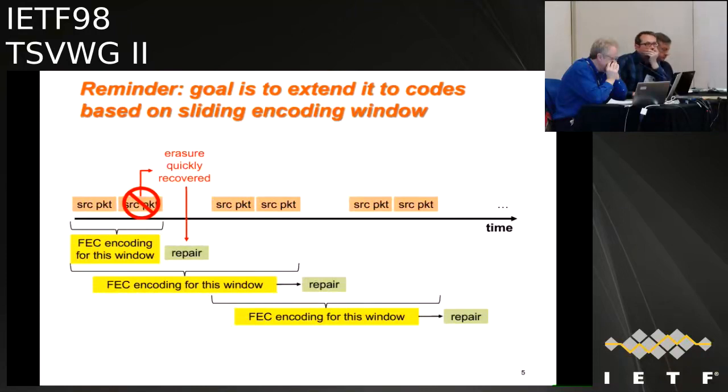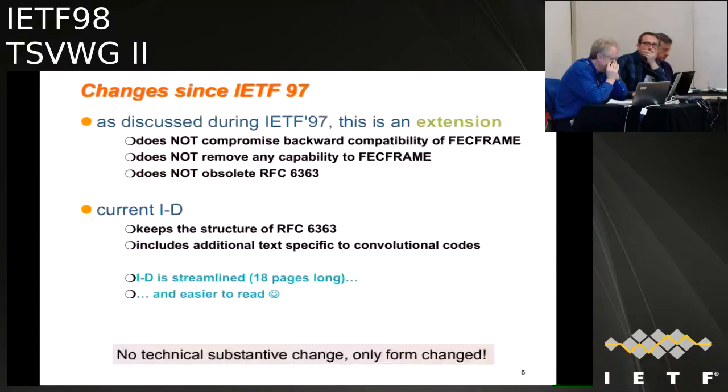I will go back to this, so I will skip this slide quickly. We'll see that in more detail in the second presentation. The changes made with respect to the previous version of this Internet Draft are the result of discussions we had with David at previous meetings. We clarified the fact that this is only an extension to RFC 6363, which means that there is no backward compatibility issue. We do not remove anything, we just add one new capability, and this Internet Draft does not obsolete the previous RFC.